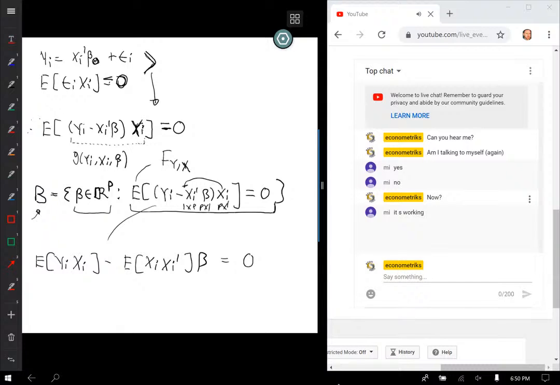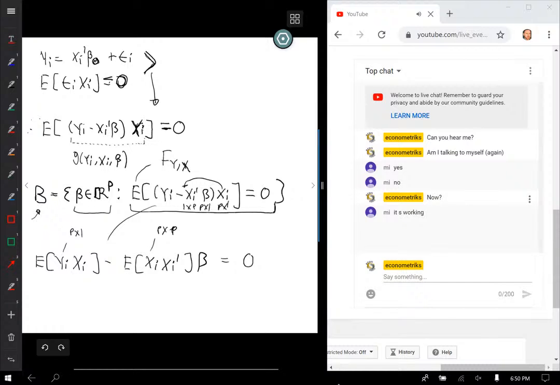So this is now a system of equations in beta. This here is just some p by 1 vector of numbers, and this here again is a p by p matrix of numbers. So it's going to have all the second moments of xi squared and all the cross products. So we can see, when is this solvable? Well, that defines all these beta.